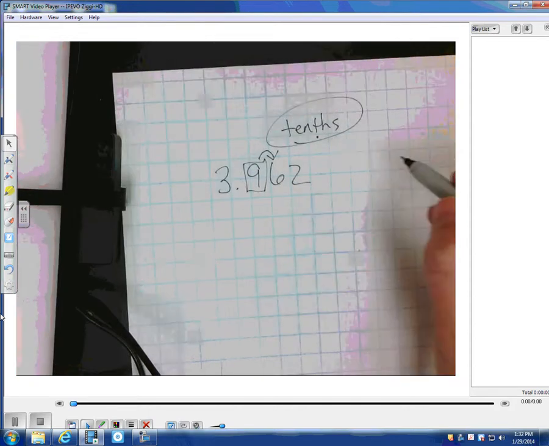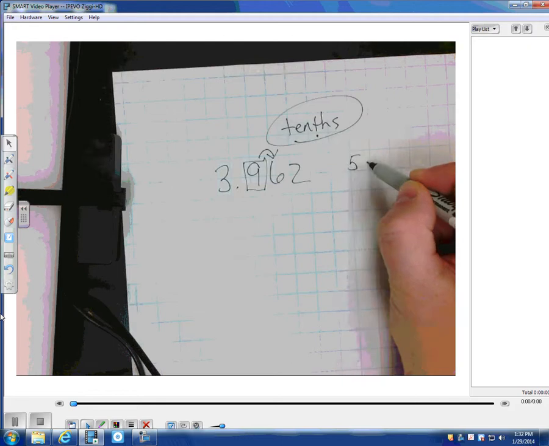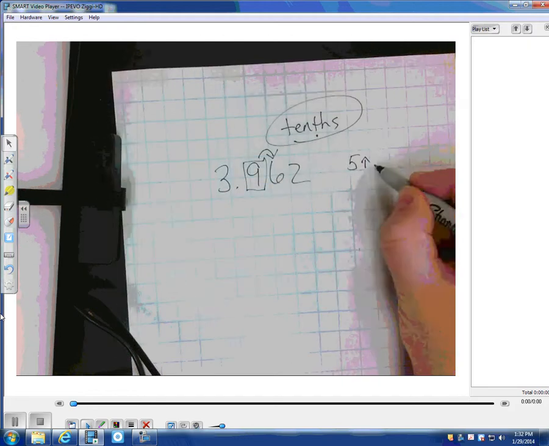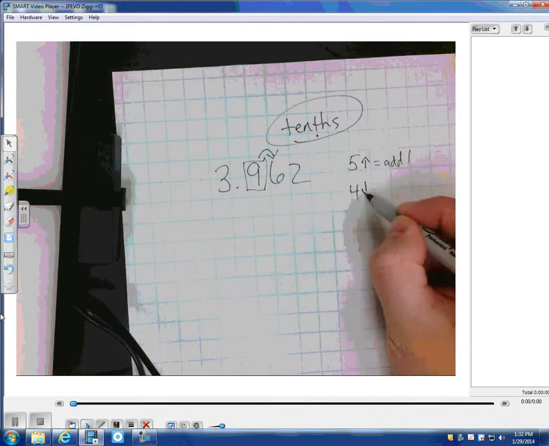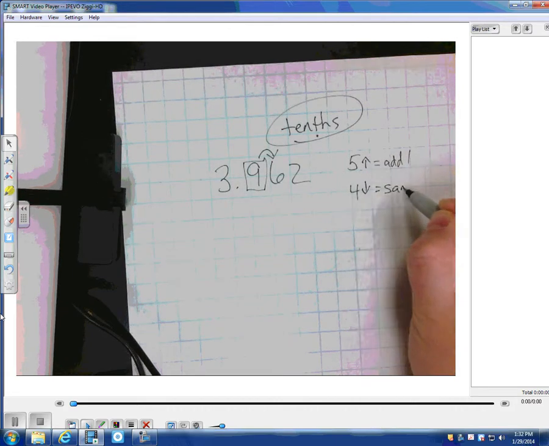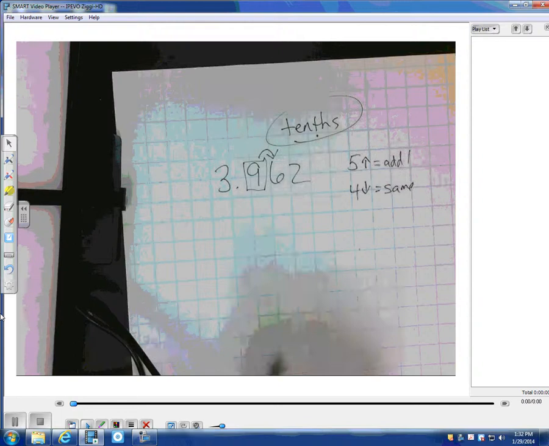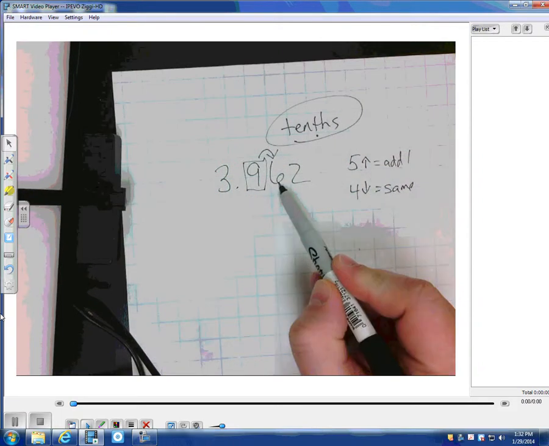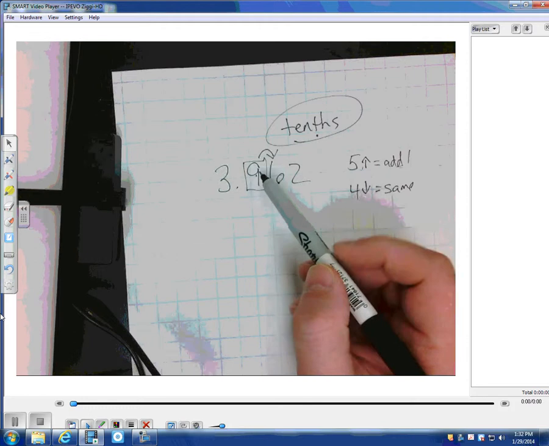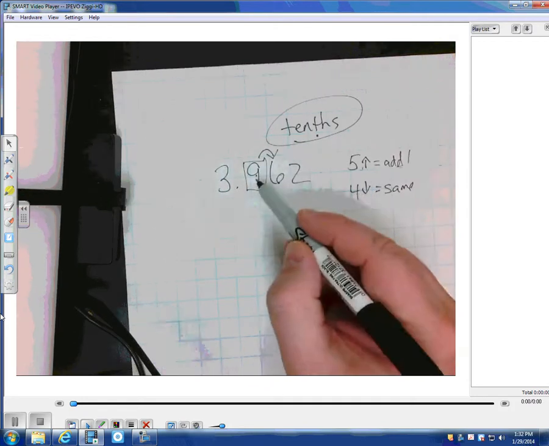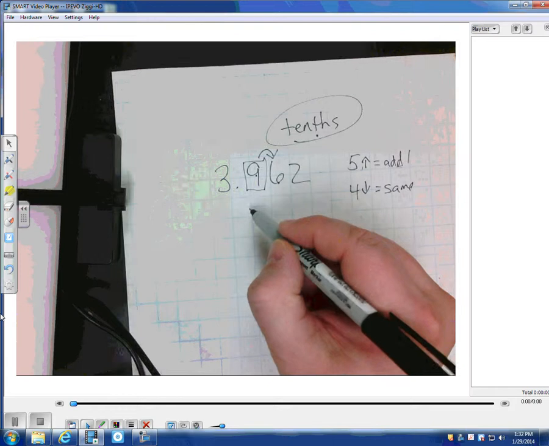And remember the rule. If it's 5 or higher, I add 1. If it's 4 or lower, I keep it the same. In this case, this is a 6, so I know it's 5 or higher, so I need to add 1 to this 9. So now, here's the thing. I can't add 10 here. I can't make this a 10.